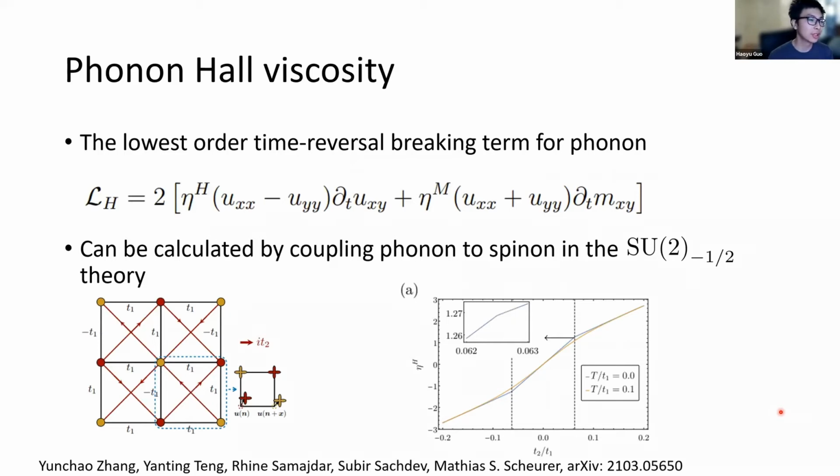It turns out that the leading order time reversal breaking term for those acoustic phonons is the so-called phonon Hall viscosity term, which is written here. So it's the leading order term which breaks the time reversal symmetry in the effective field theory sense. Right now there are two different terms, called the Hall viscosity eta h and eta m. Here u_xx is the strain tensor of the phonon field, and m_xy is the vorticity tensor.